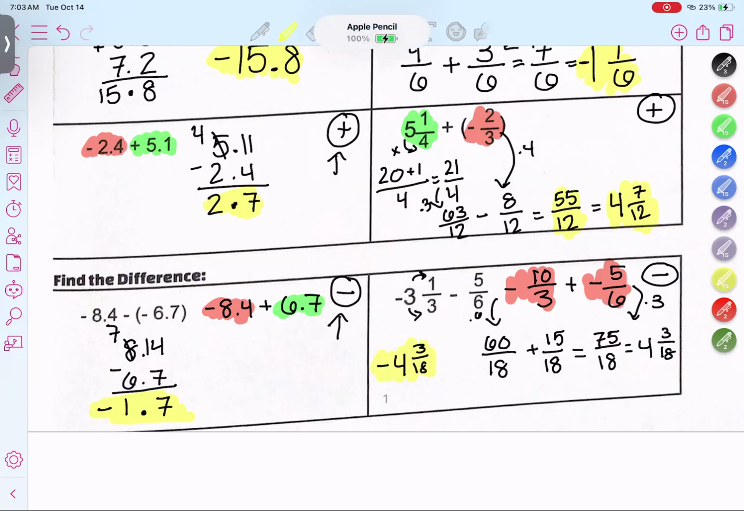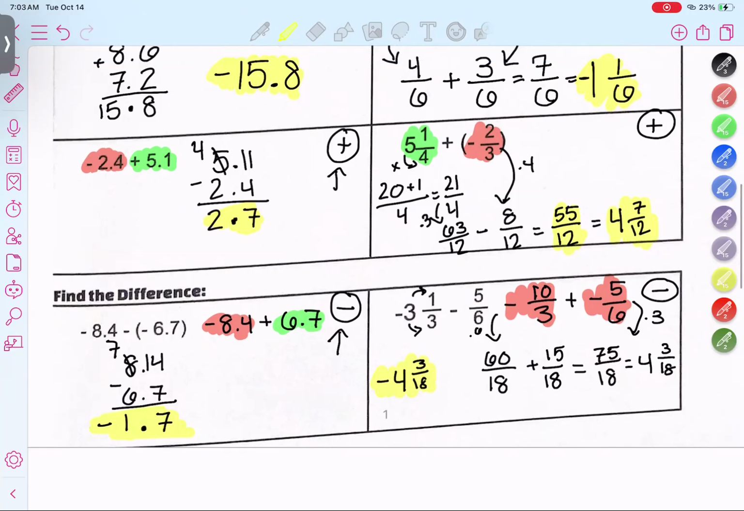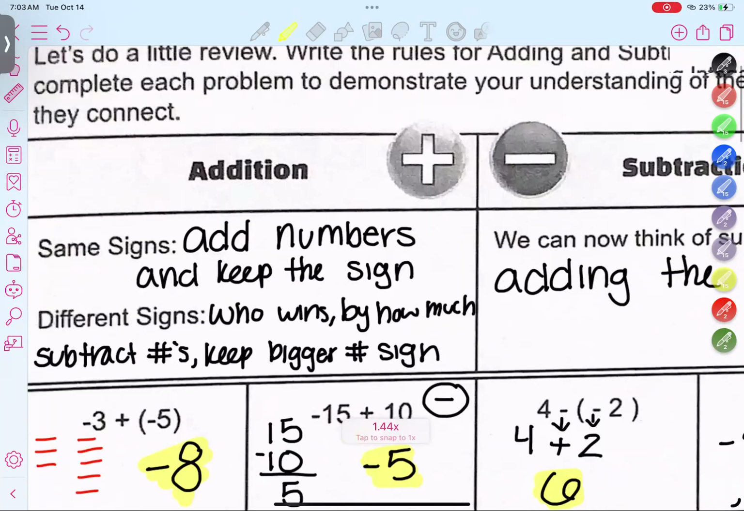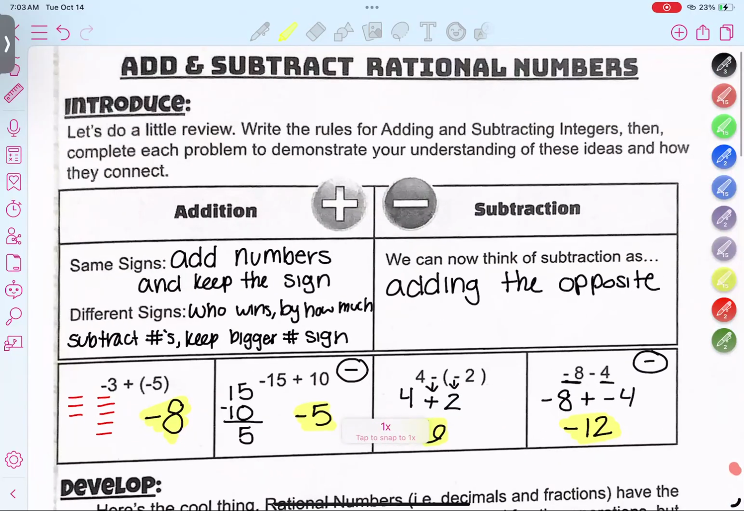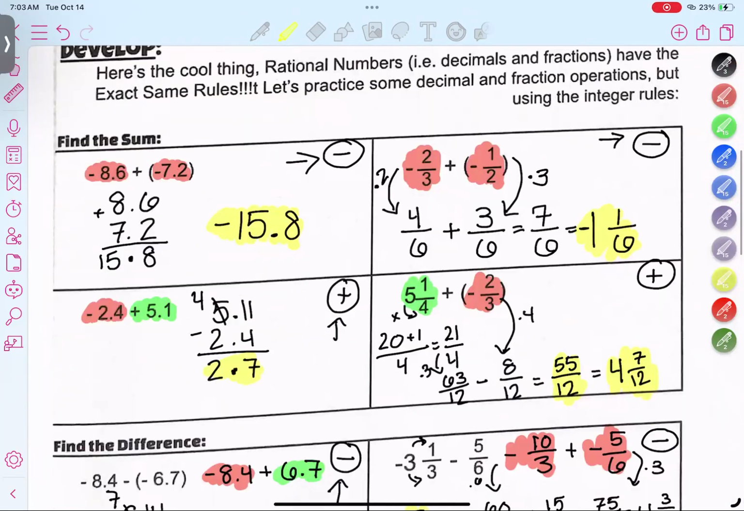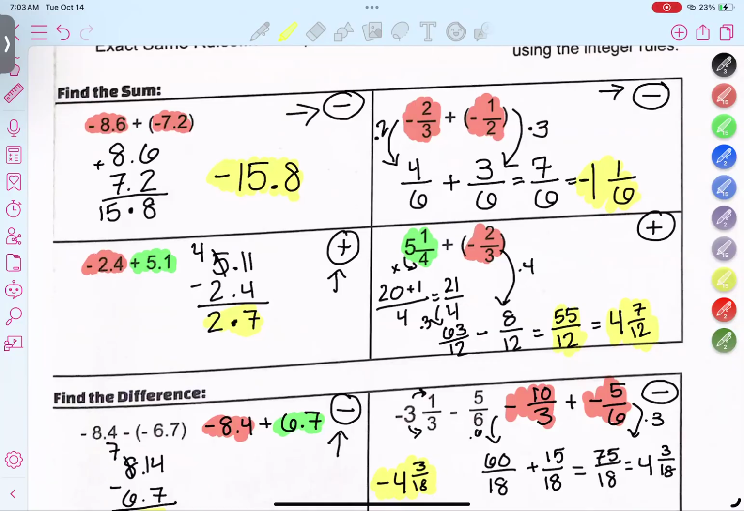So we're doing the same thing that we did with integers. It's just a little bit different because we have to remember our fraction and decimal rules. But if you just remember the addition and subtraction rules that we did up here, it'll definitely help you out while you're doing this. And then just remember, always line up your decimal points, and always have common denominators. Now you can move on to the Explore page and the rest of that checklist.